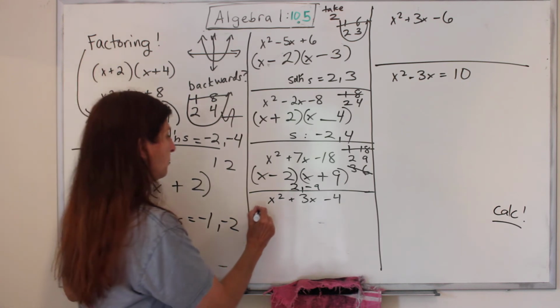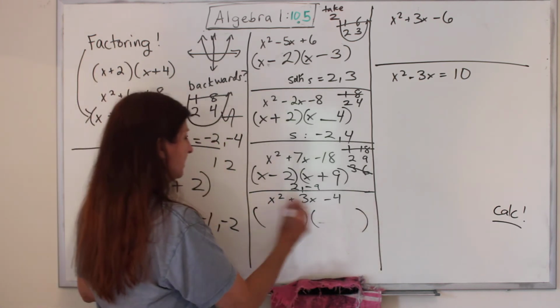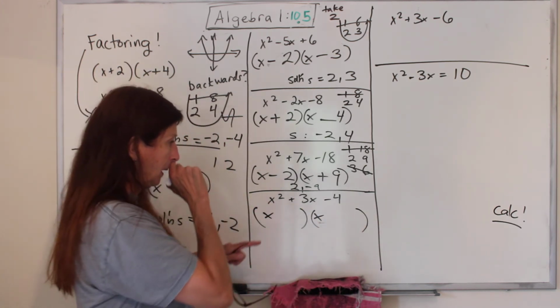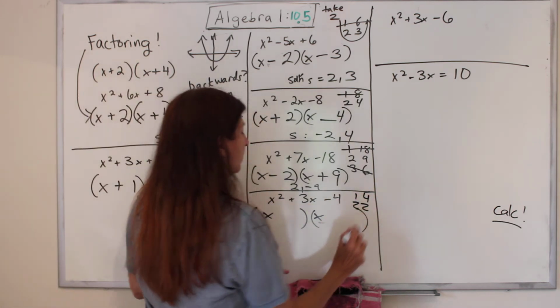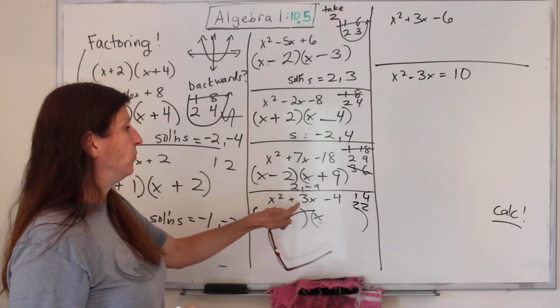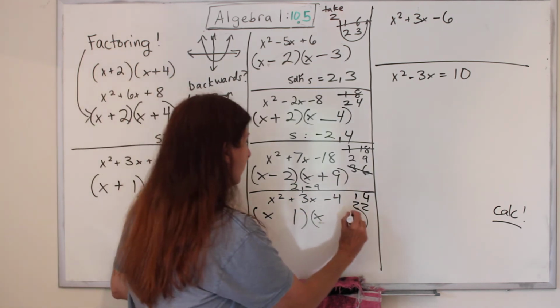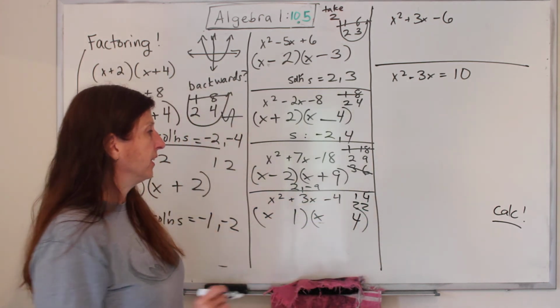Let's try this one. Parentheses. X's. Factors of 4. 1 and 4, 2 and 2. Can you add or subtract 1 and 4 to get 3? Yes, you can. Can you add or subtract 2 and 2 to get 3? No.